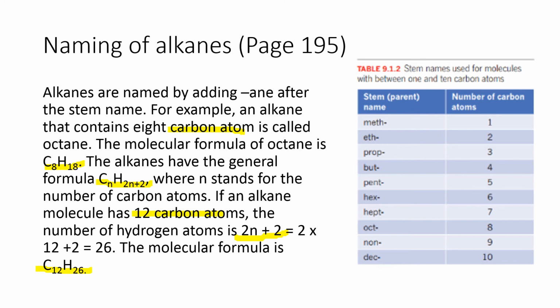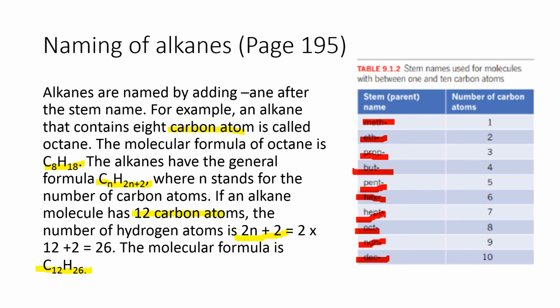There's something you need to think about. If the number of carbon is 1, it is known as methane. So I'll highlight this on the right hand side. If it's 2 carbon, it's ethane. If it's 3 carbon, it's propane. If it's 4 carbon, it's butane. If it's 5 carbon, it's pentane. If it's 6 carbon, it's hexane. If it's 7 carbon, it's heptane. If it's 8 carbon, it's octane. If it's 9 carbon, it's nonane. If it's 10 carbon, it's decane. So you can probably guess.